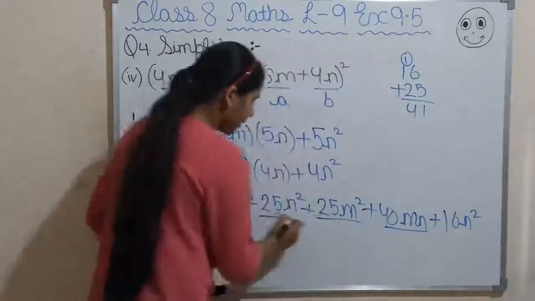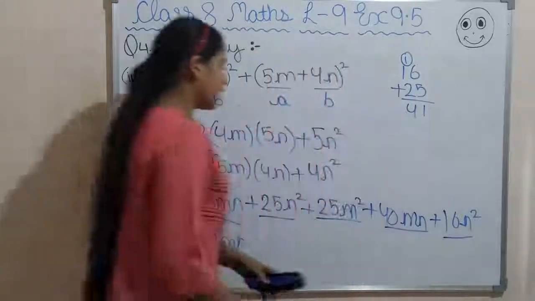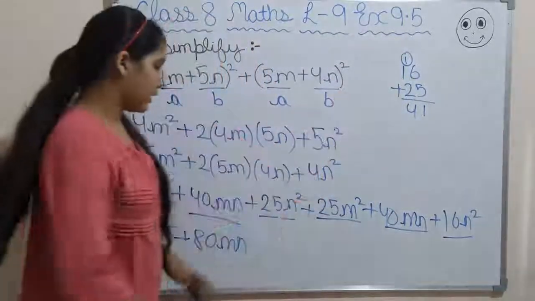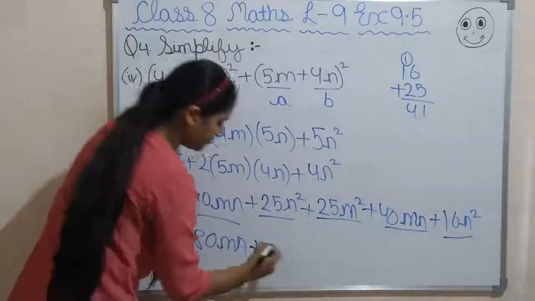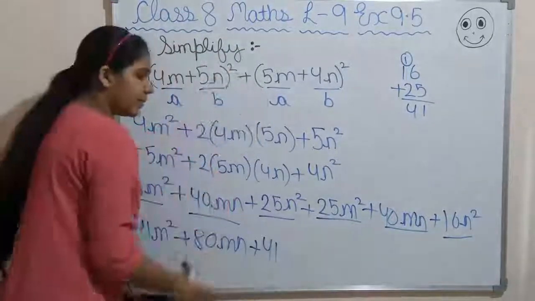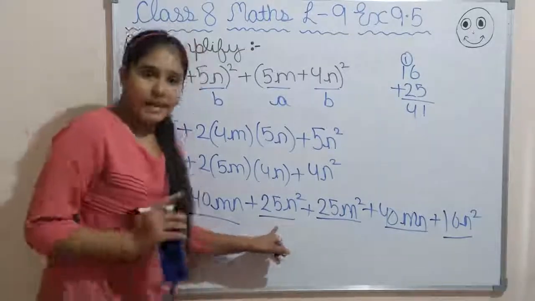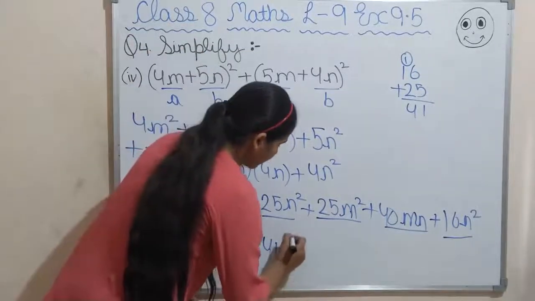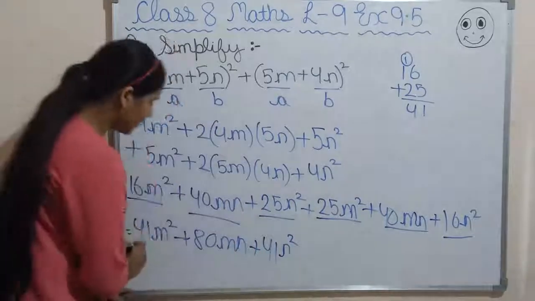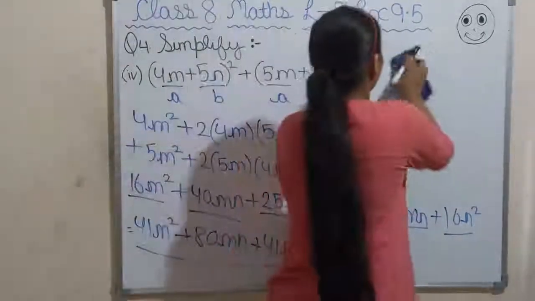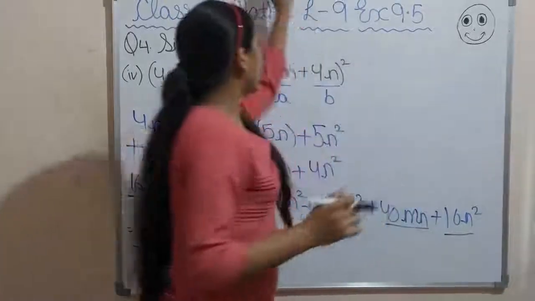Then plus 25n square, it's here. So we can again add 25n square plus 16n square. So we have added 25 plus 16, so plus 41. And here the variable is changed. Here m square is there, but in this case it's n square, so we write n square. So this is the answer of the fourth one. In this video we are going to do only this part. So we have completed a total of 4 parts.